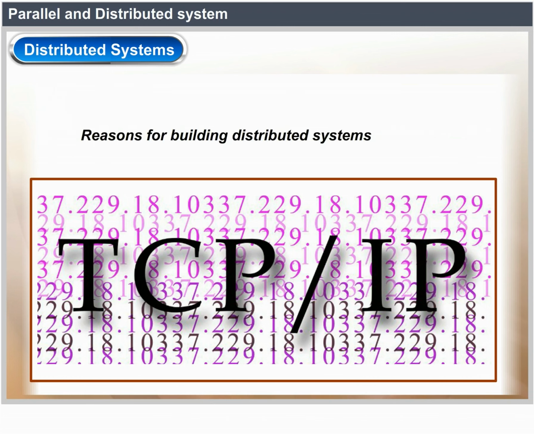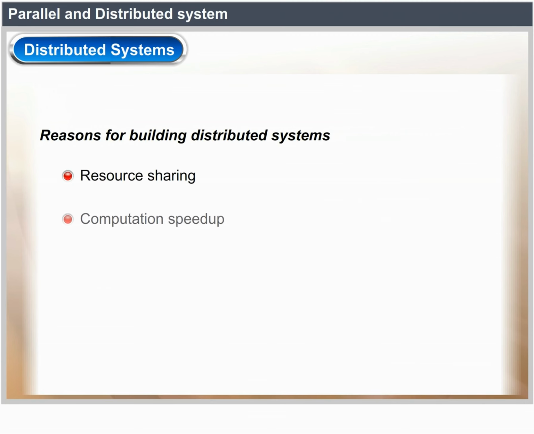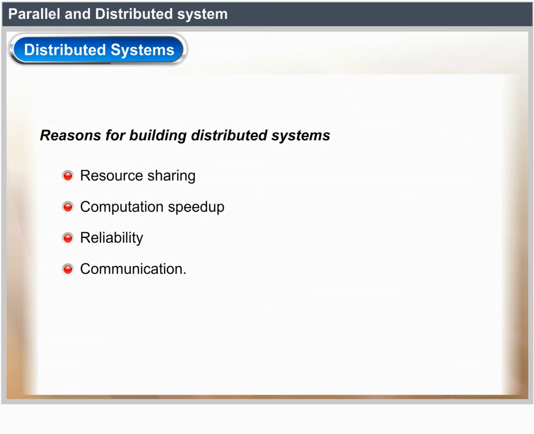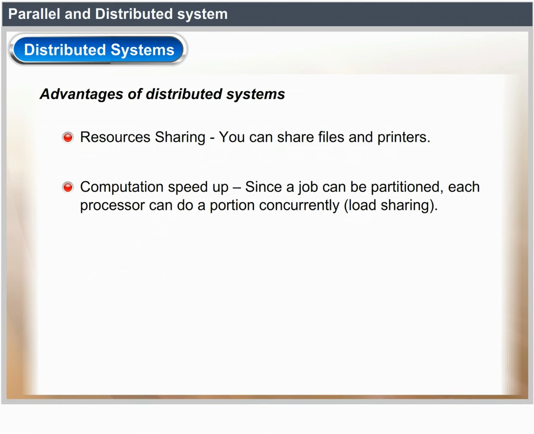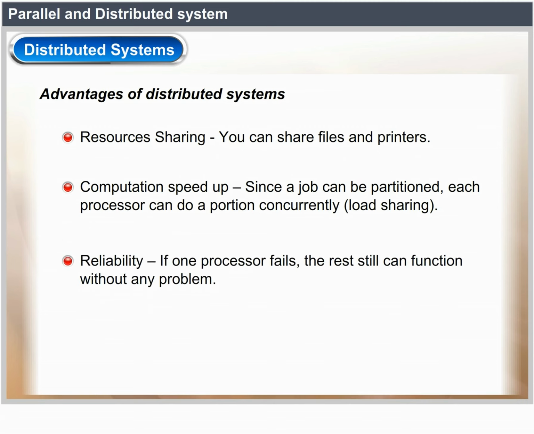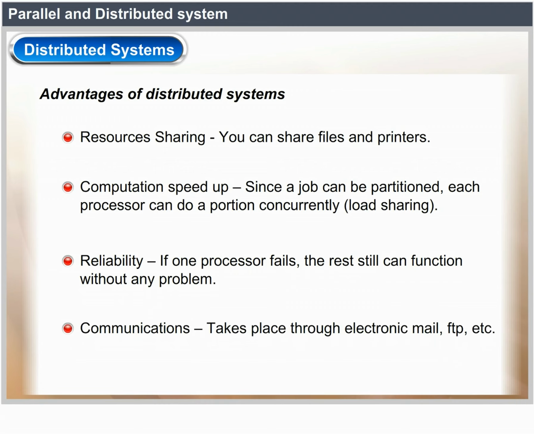Reasons for building distributed systems: resource sharing, computation speedup, reliability, communication. Advantages of distributed systems. Resource sharing: you can share files and printers. Computation speedup: a job can be partitioned so that each processor can do a portion concurrently. Load sharing. Reliability: if one processor fails, the rest can still function with no problem. Communications, such as electronic mail, FTP, etc.